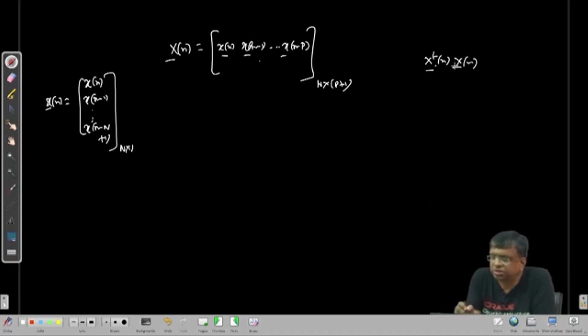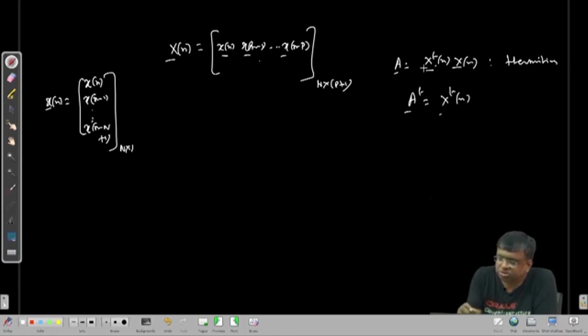Consider this matrix x transpose n x n. So, this is Hermitian. Obviously, if you call it A, and take the transpose of it, you get x transpose n, this will get transpose come here and x transpose n will come here after transpose. So transpose cancels. So A is A transpose, Hermitian. Not only that, it is positive semi-definite always.